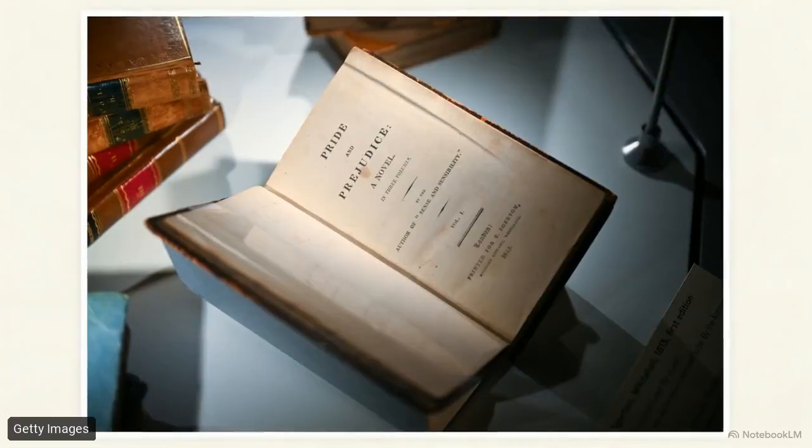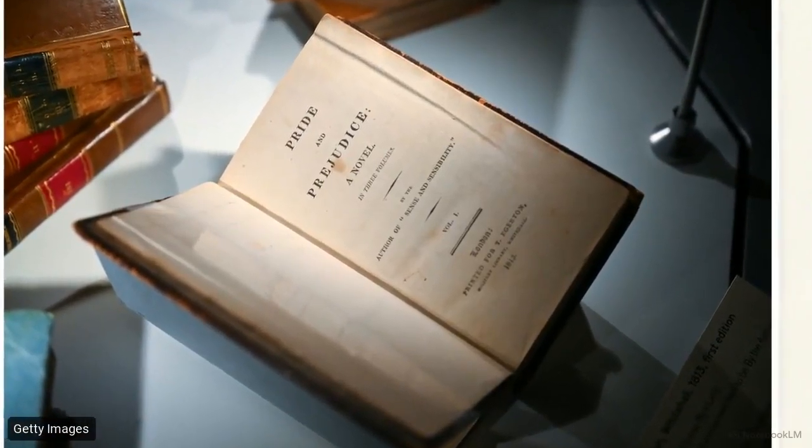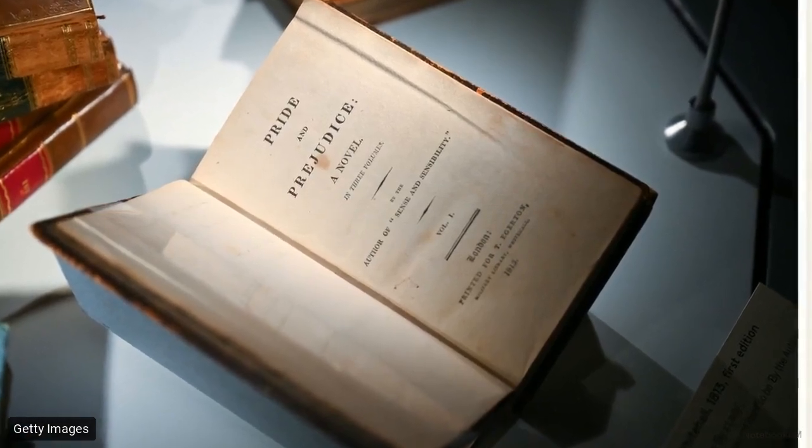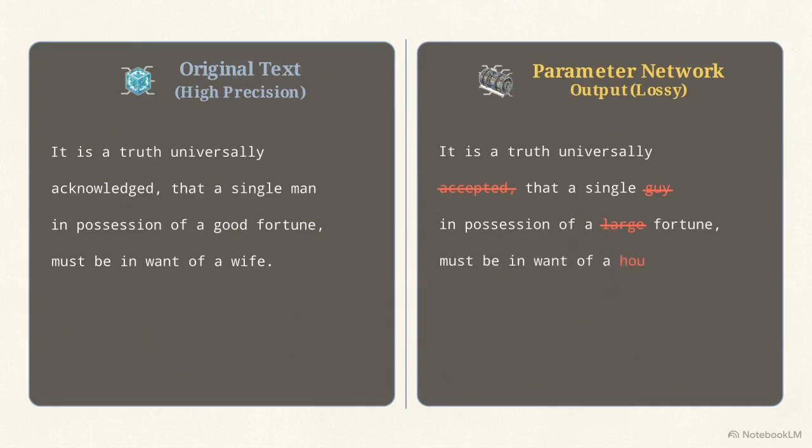Look at this physical copy of Pride and Prejudice. Asking the model's parameter network to flawlessly recall and summarize its first chapter relies entirely on that lossy, compressed memory. It is an architectural error.